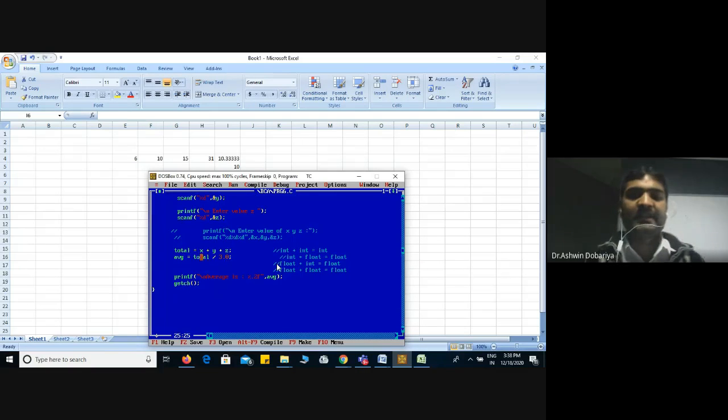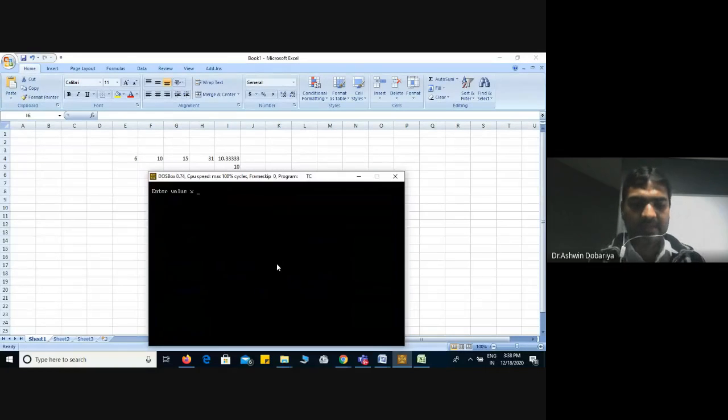See what we did. Total is an integer, and if you write 3 or 3.0, there is no difference in value. But if you mention 3.0, it means one value becomes float. And if one value becomes float, then the overall answer is a float. And we are storing the answer in a float variable, so it will display as a float. See, now let's run the same program again.